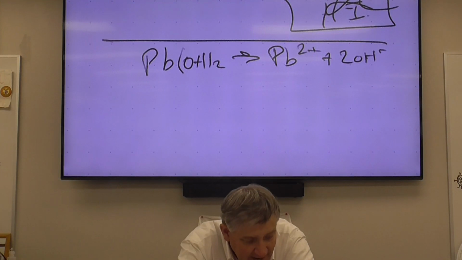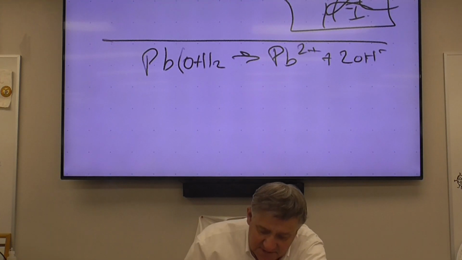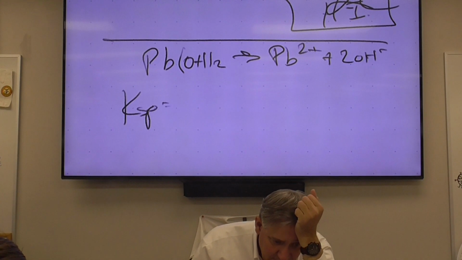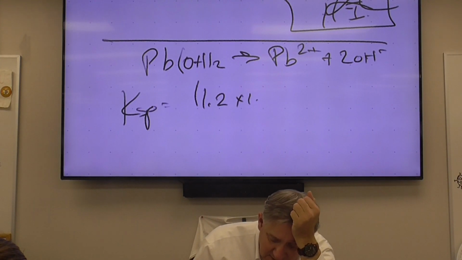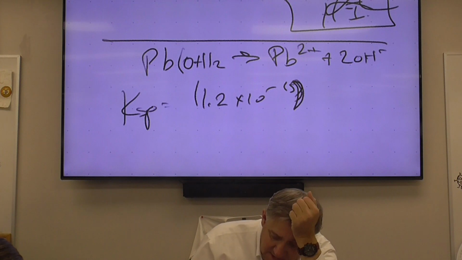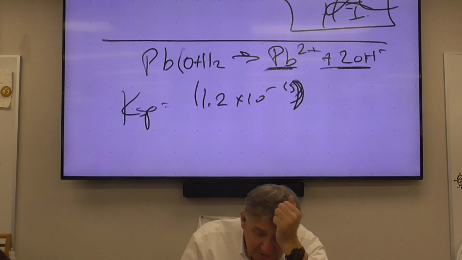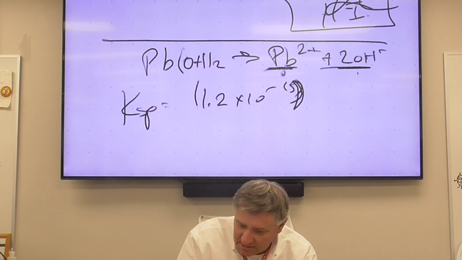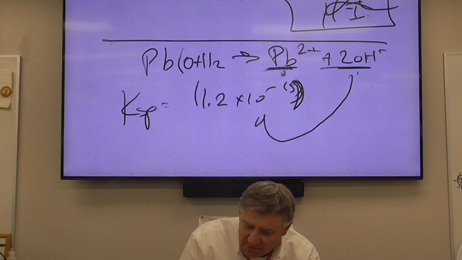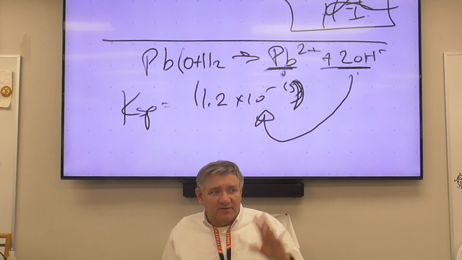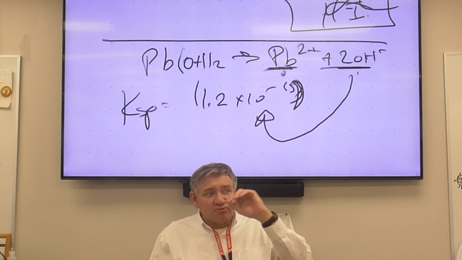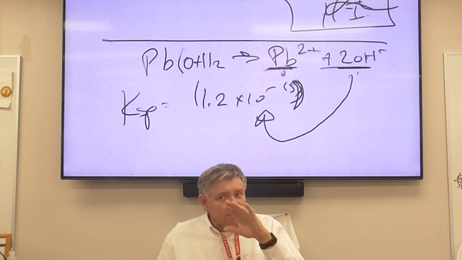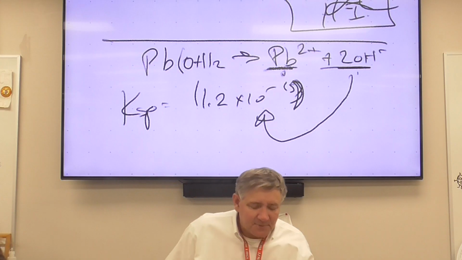Now, here's what I want you to see. The KSP of lead hydroxide is a really, really small number. That's 1.2 times 10 to the negative 15. So what that means is that if you multiply in equilibrium the lead ion concentration times the hydroxide ion concentration squared, Mother Nature wants you to get 1.2 times 10 to the negative 15. It's an incredibly small number, so that means your lead ion and hydroxide ion concentrations are going to be really, really small.